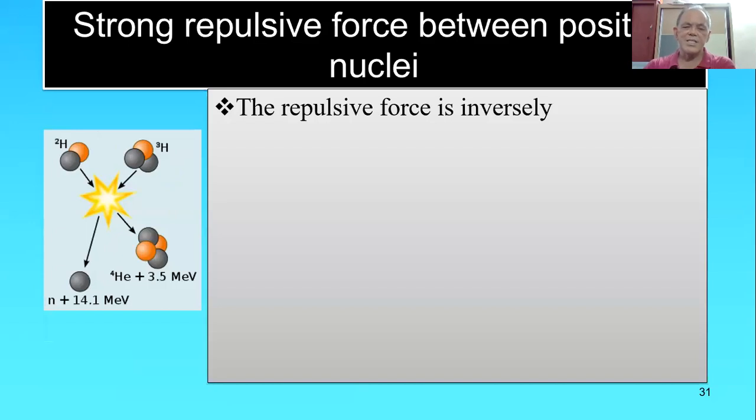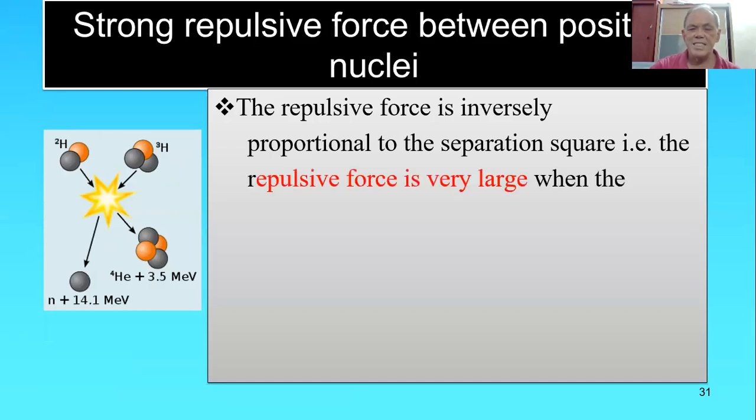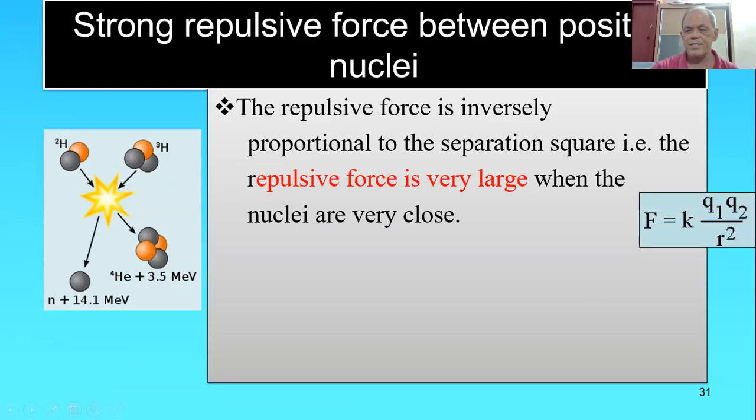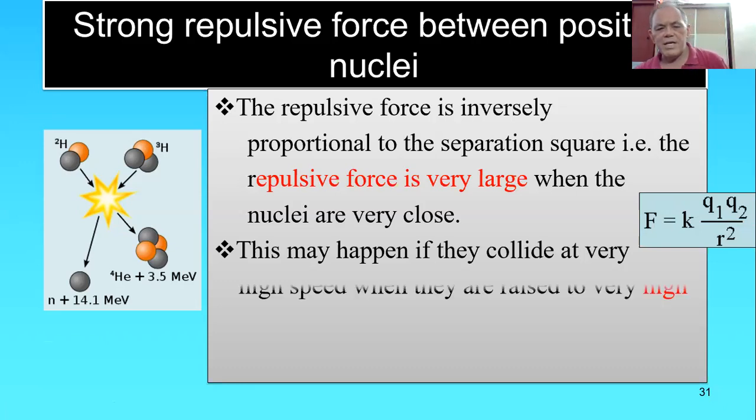And we have studied under Coulomb's law, the repulsive force is inversely proportional to the separation squared. Means the larger the separation, the smaller is the force. Or the smaller the distance, the larger is the force. If the separation is smaller, that will be larger. So the only way to force the nuclei to collide is we use a high temperature.